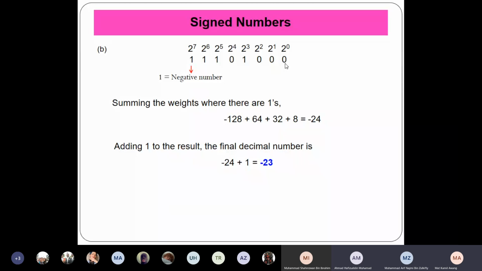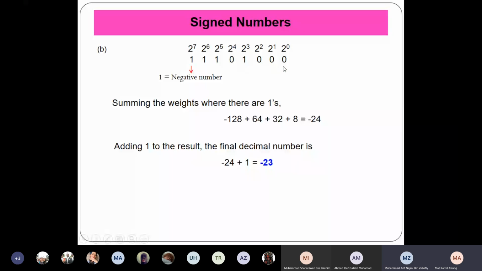Shortcut. You don't have to calculate this and then after that add 1. No, you just inverse this. You discard this because this is telling you the negative, and this is telling you the one's complement. So you change this back into the original one. So how to do that? You reverse. This is 0, 0, 1, 0, 1, 1, 1.